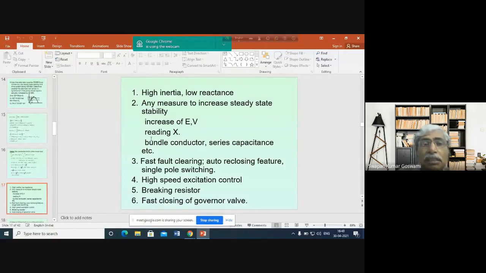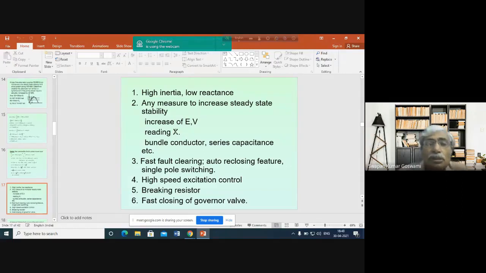This is not reading x, this is reducing the value of x. It is a reactance. You have to somehow reduce the transfer reactance. We call it transfer reactance because this is the reactance between the generator and the infinite bus. If we determine the stability of the generator connected to an infinite bus, then it is the reactance between the generator terminal and the infinite bus. Therefore, this is the transfer reactance between generator and infinite bus.